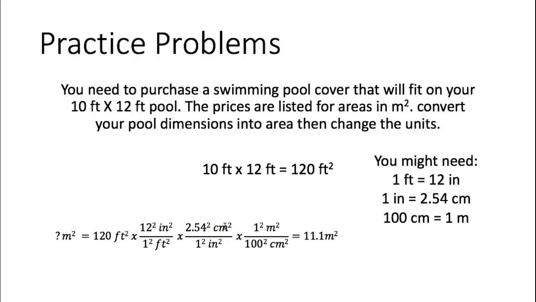To convert from centimeters to meters, I put 100 centimeters on the bottom and 1 meter on the top. But yet again, my unit is squared, so I need to square my centimeters and the 100. So I have 100 centimeters squared on the bottom, 1 meter squared on the top. Now when I put this in my calculator, I'm going to enter 120 times 12 squared times 2.54 squared divided by 100 squared. So you have to remember to square the number when you put it in the calculator, and when you do that, you end up with 11.1 meters squared.